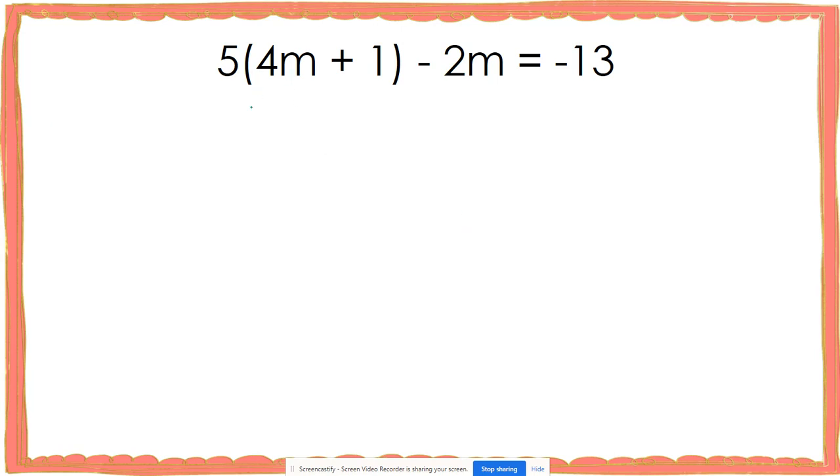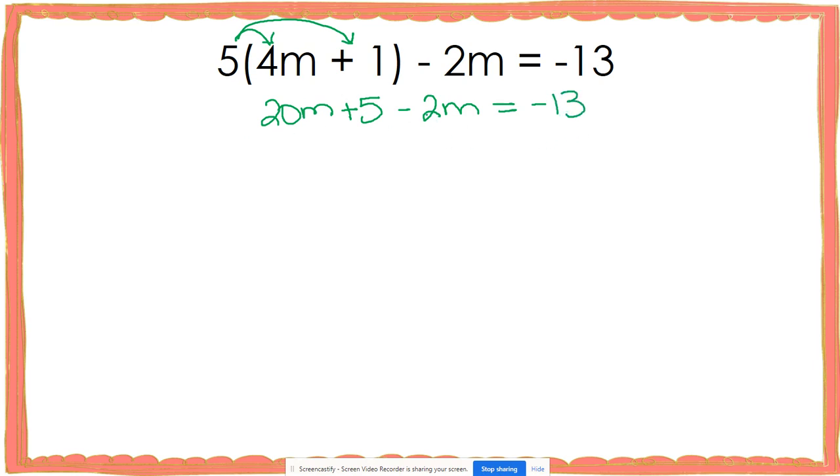Now for this problem, again, you can see that I need to distribute my 5. So I'm going to distribute 5 into my parentheses. 5 times positive 4m is positive 20m. 5 times positive 1 is positive 5, so I'm going to write plus 5. And then you see that I have minus 2m, which I haven't done anything with, so I'm going to rewrite it. I'm also going to rewrite equals negative 13.